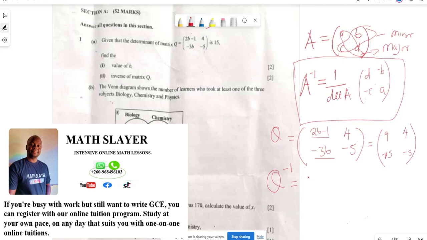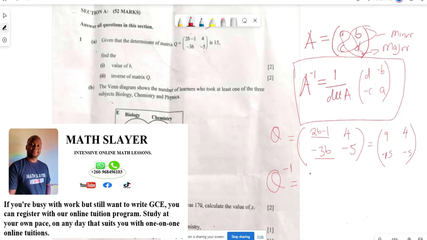You're supposed to do open brackets D under negative C, then negative B under A. Close brackets. Check first. Tell me the formula for the inverse. No, sorry. It's 1 over determinant A. So now you can substitute. So we start with 1 over determinant.